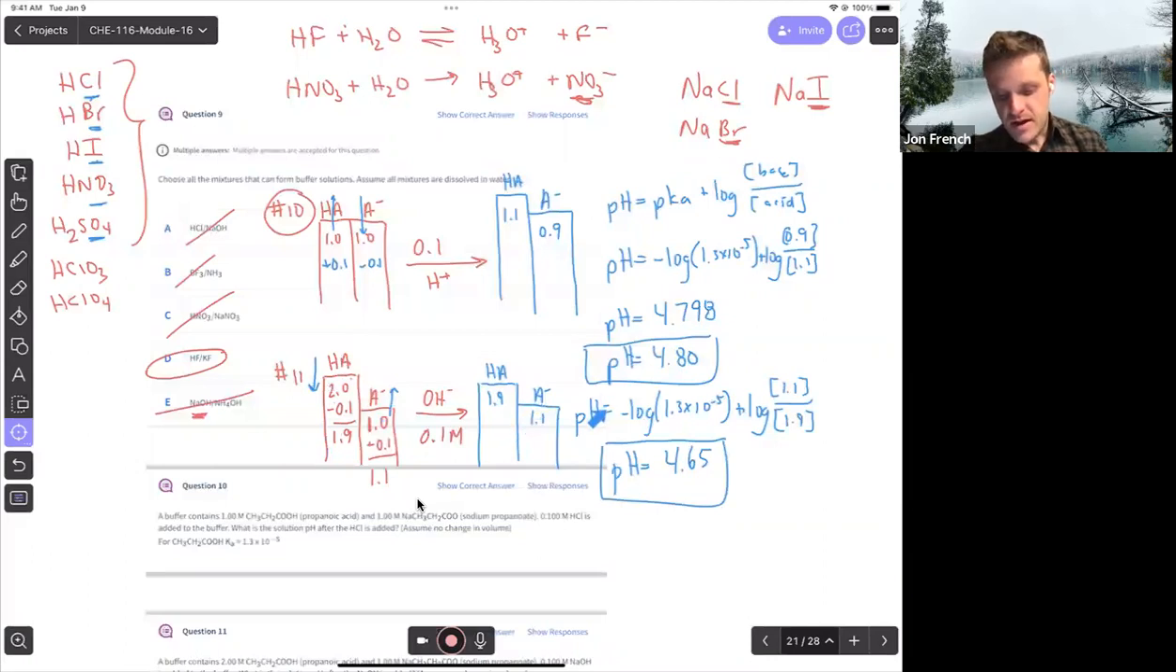Back to the Henderson-Hasselbalch, plug in, right? Negative log of Ka plus the log of my base over my acid. And this time I get a pH of like 4.65 for question 11.